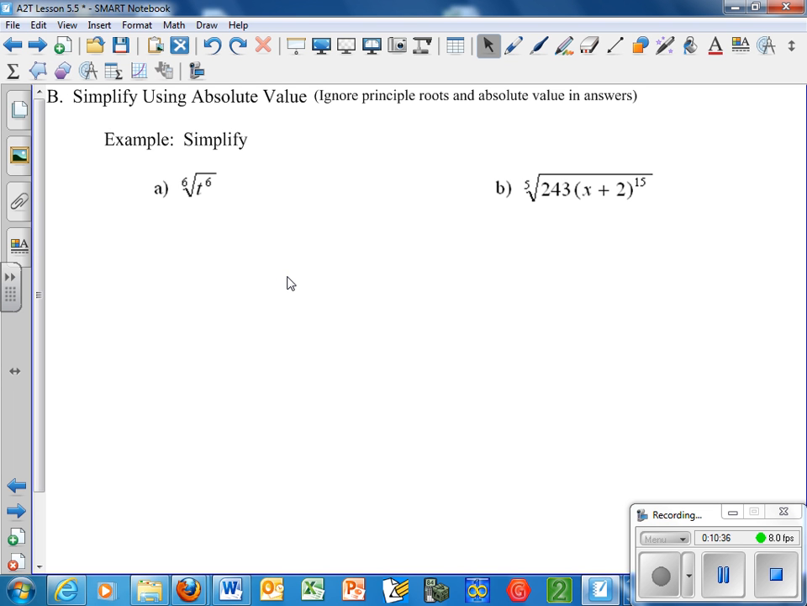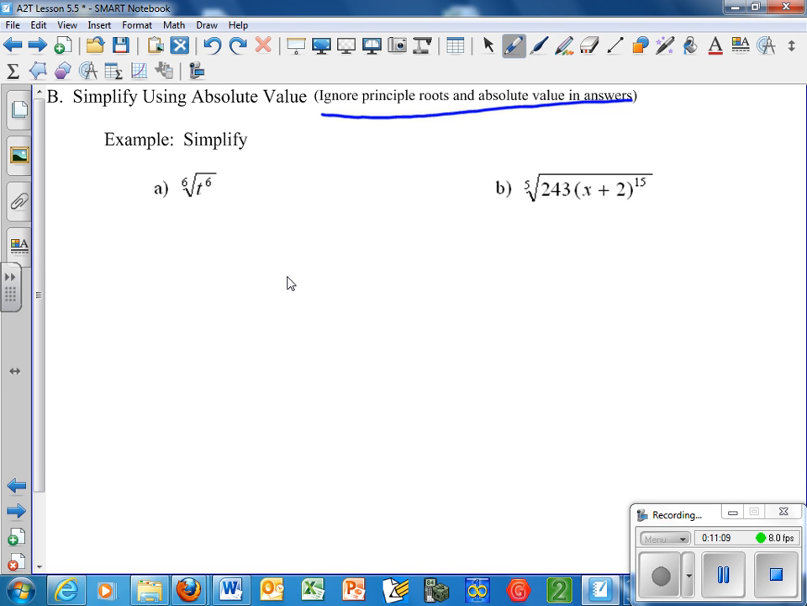Okay. To finish up this lesson, we're going to simplify. Now, the book calls it simplifying using absolute value. What we're going to allow you to do is to ignore principal roots and absolute value in answers when you're checking answers in the solution key. Don't worry about that. If you have the answers without the absolute values around them, that would be the same thing. So just ignore any absolute value. If you take out the absolute value bars and you have that answer, you are correct.